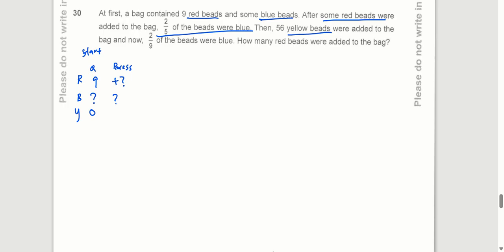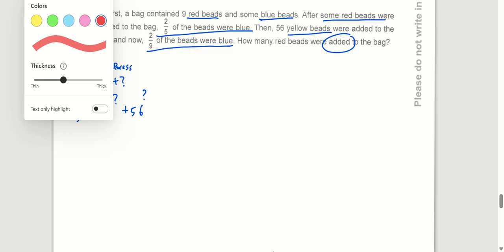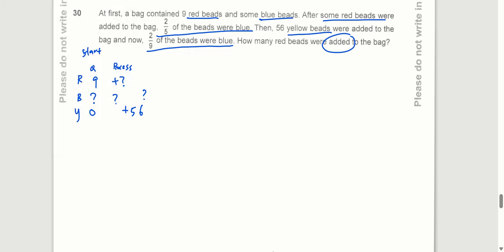56 yellow bits. So I have 56 yellow bits here. And then now, again, you don't know how many blue and red bits were in there, but 2/9 of the bits are now blue. How many red bits were added into the bag? So here's the question. You want to know here, this part, this is the question.